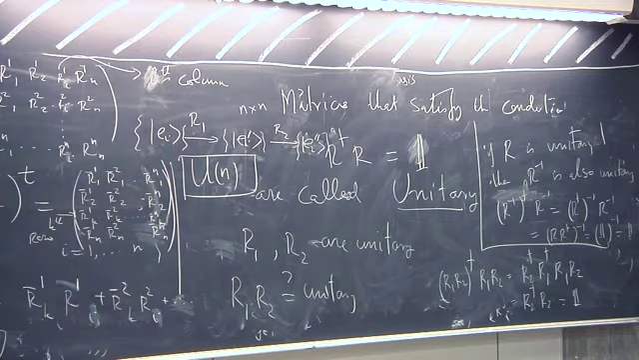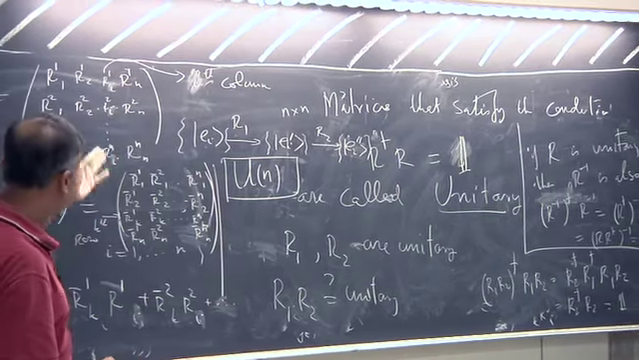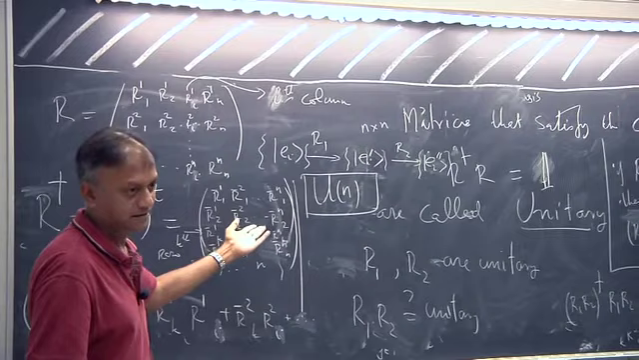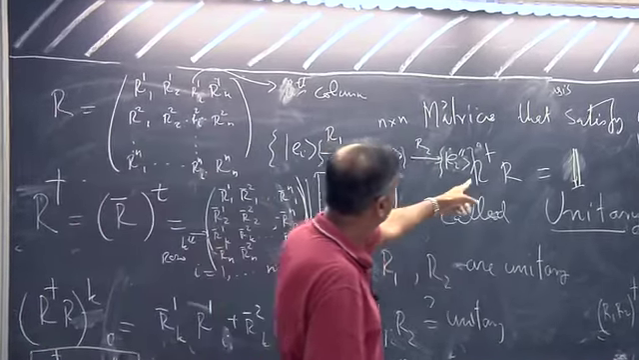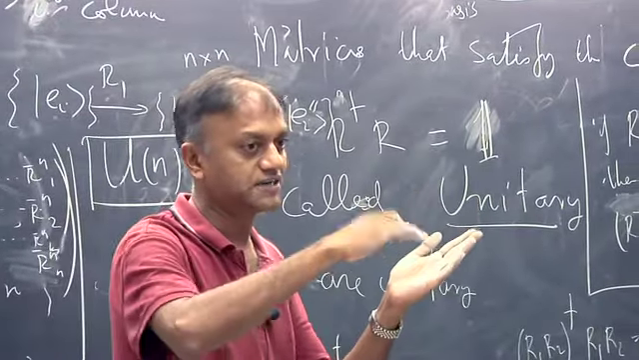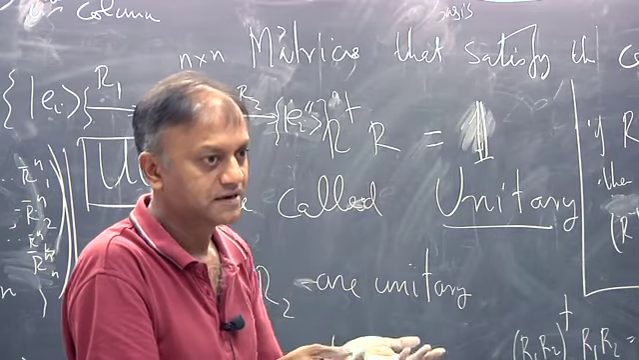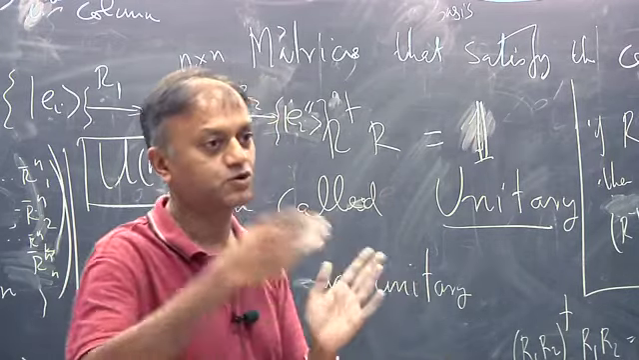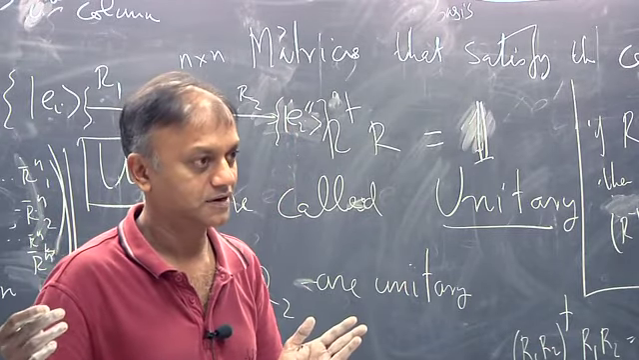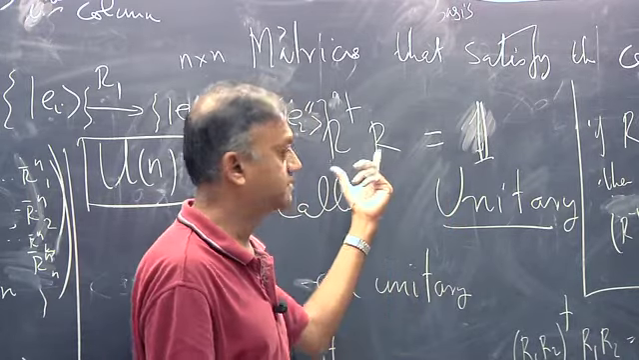By the way, I'm always talking about complex vector spaces, right? But if it was a real vector space, then these matrices R will be real. In that case, the complex conjugation does nothing. So this equation will simply become R transpose R, because dagger is complex conjugation and transpose, but complex conjugation does nothing for a real matrix. So this equation becomes R transpose R equal to 1.